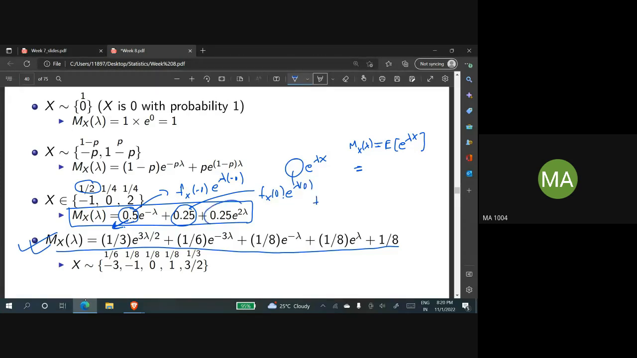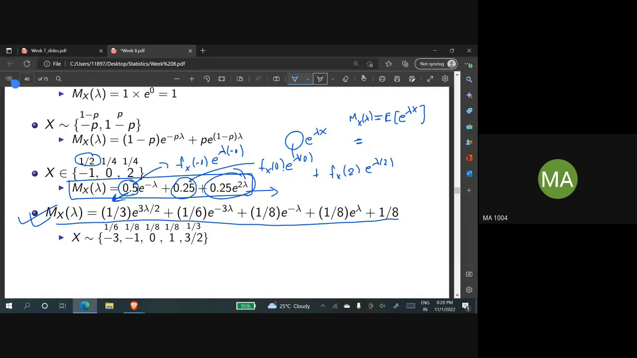If you look at the third term, what is it? It is fx of 2, e to the power lambda 2, right? So given the MGF, you can easily write the distribution. If I have to write the distribution from here, what will I write? I will write x taking the values minus 1, 0, 2 with the probabilities: fx of minus 1 is 0.5, fx of 0 is 0.25, and it is 0.25 again.